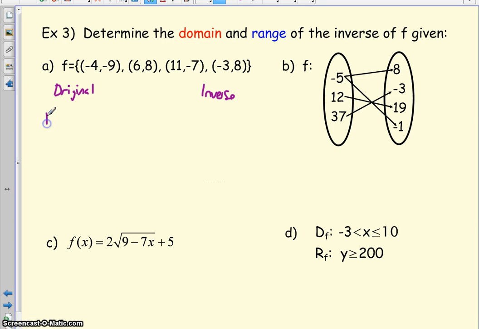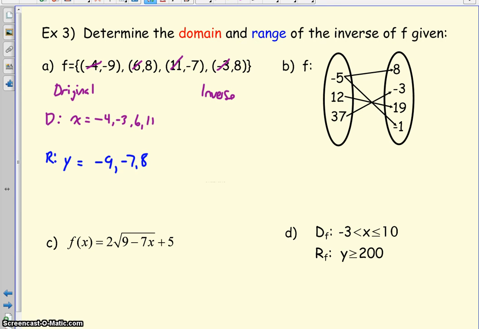So I have the original here, so I know the domain of the original, that's listing all my x values here, which will be in order negative 4, negative 3, 6, and 11. My range, all my possible y values, so if I'm going in order here, negative 9 would be first, then negative 7, and then 8.